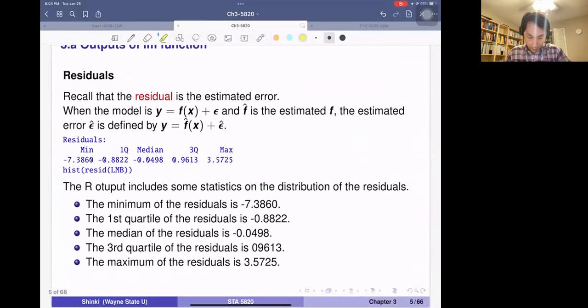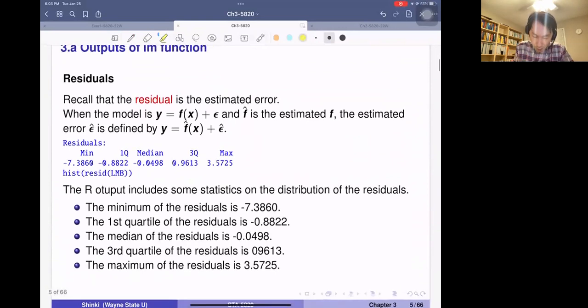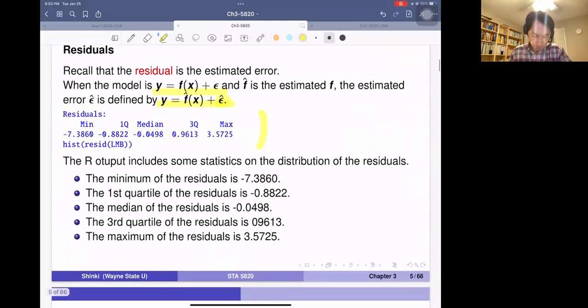Okay, so the residuals. Recall that the residual is the estimated error. The original equation is this, but we can only estimate beta 0, beta 1, beta 2, beta 3. If we replace those by beta hat, then epsilon should be different from epsilon. So we call it epsilon hat, and this is the residual.